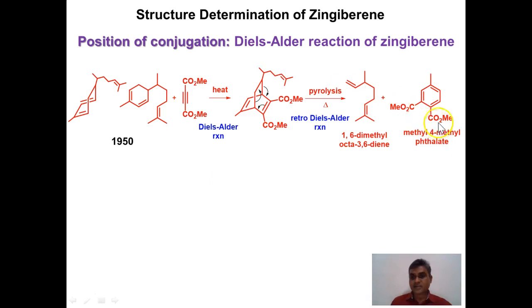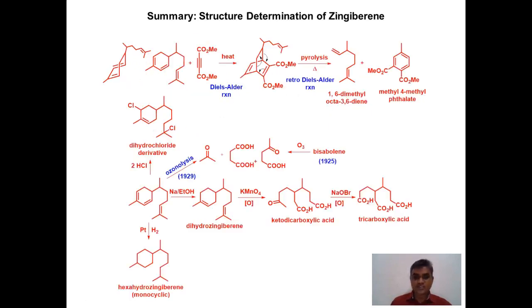This is a dimethyl phthalate and it's a 4-methyl phthalate. In this way we are getting it. So this reaction again proves that the gingiberine molecule contains two double bonds which are conjugated to each other. So we have reached the structure of the gingiberine molecule on the basis of very preliminary reactions.